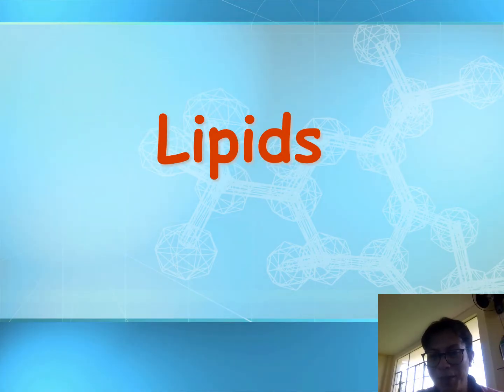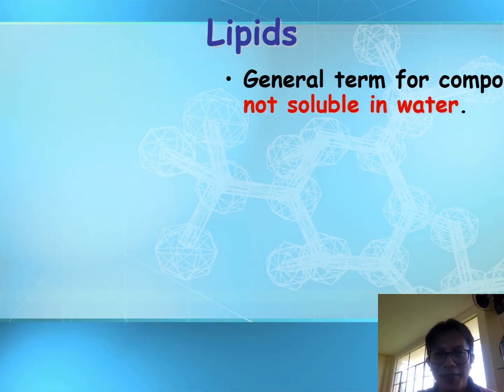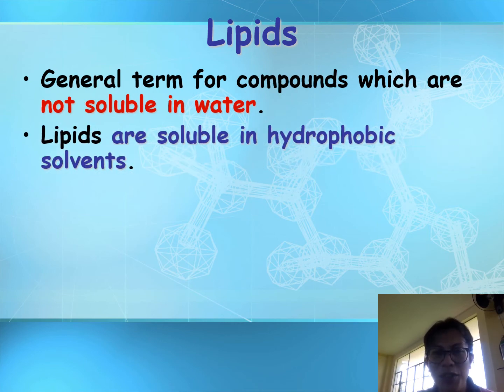Now let's proceed to lipids, the second macromolecule. What are lipids? They are the general term for compounds which are not soluble in water, meaning they are hydrophobic. Hydrophobic means they are afraid of water. That is why when you combine water plus oil, they will not mix, because oil is hydrophobic. That is what hydrophobic means.